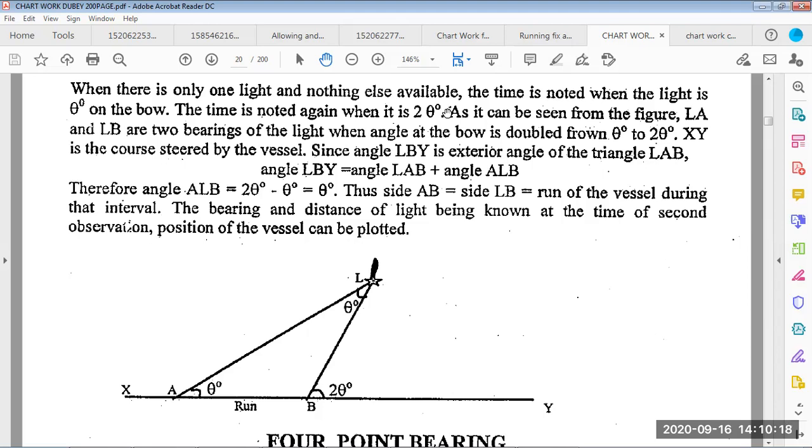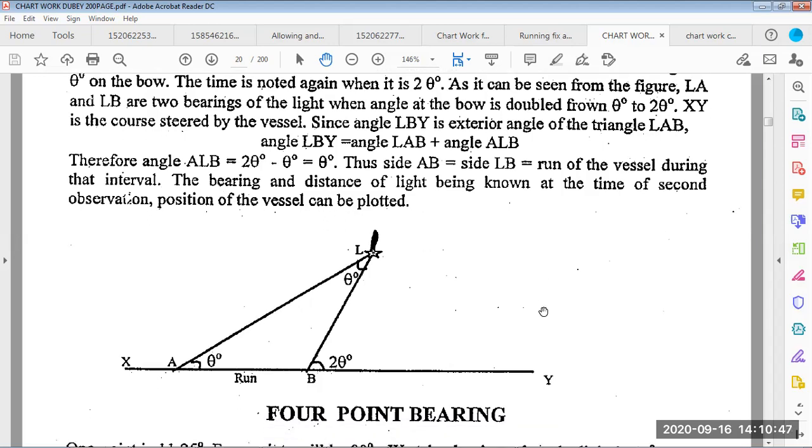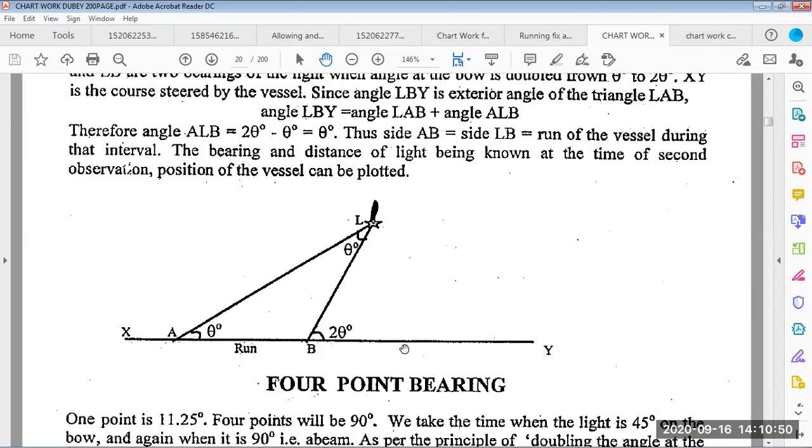As we are seeing, LA and LB is the bearing, and when the angle at the bow is doubled, from theta to 2 theta degrees, XY is the course of the vessel. Because LBY is your exterior angle, which is 2 theta, these two angles will both be theta. It will become an isosceles triangle, and the distance run will be equal to the distance from the lighthouse. We'll get a position circle and bearing, and we can plot the vessel's position.